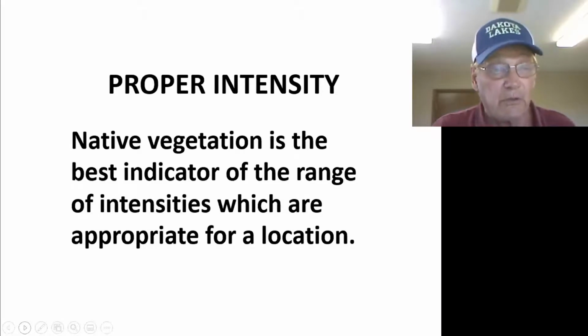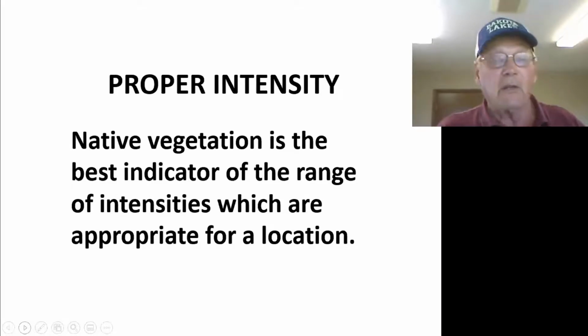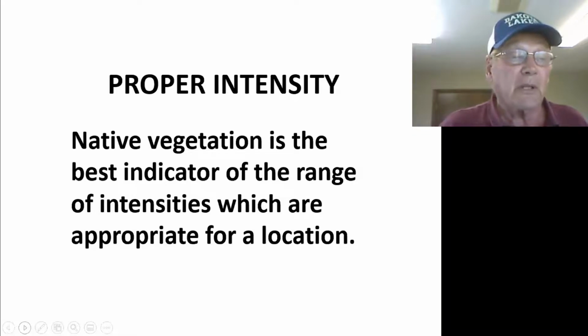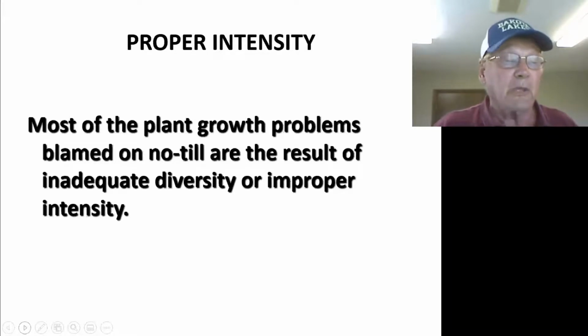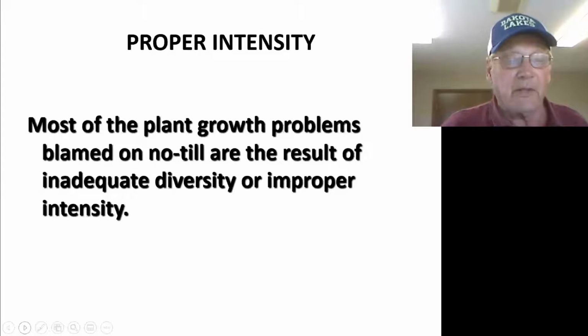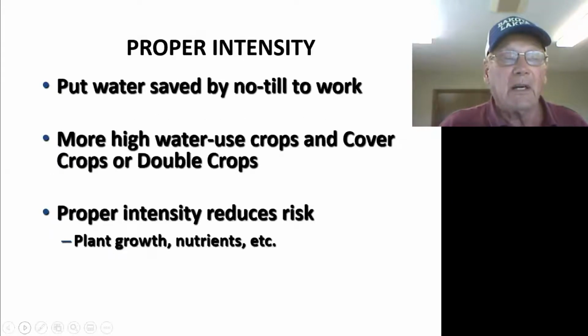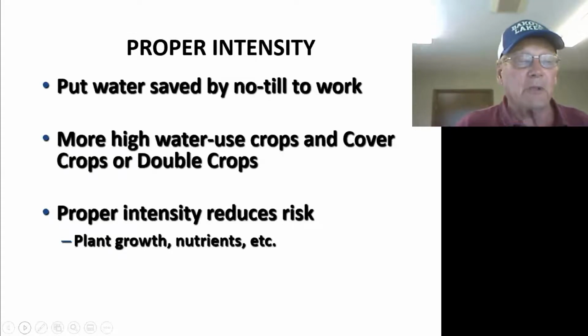And just growing a corn and soybean in the summer is going to lead to lots of problems with inadequate intensity, and certainly without enough diversity. So most growth problems that we blame on no-till are the result of inadequate diversity or improper intensity. We can fix those. Put this water that you save by no-till to work. That's where cover crops come in.